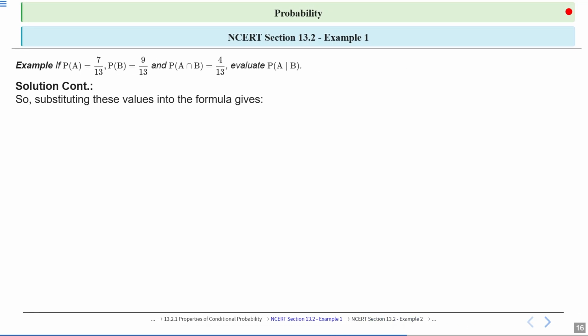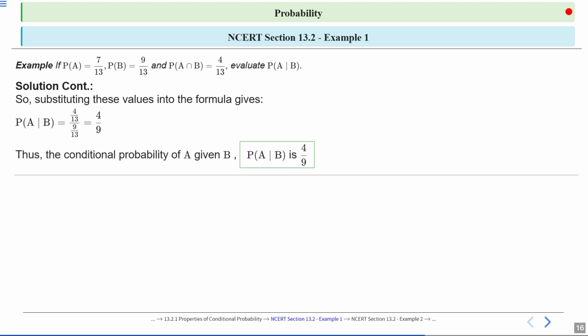So substituting these values into the formula, probability of A upon B will be equal to 4 upon 13 upon 9 upon 13, which is equal to 4 upon 9. Thus the conditional probability of A given B, probability of A upon B, is basically 4 upon 9, right?